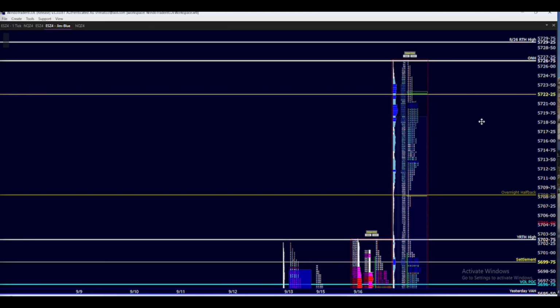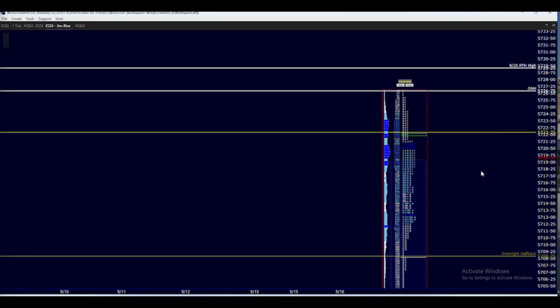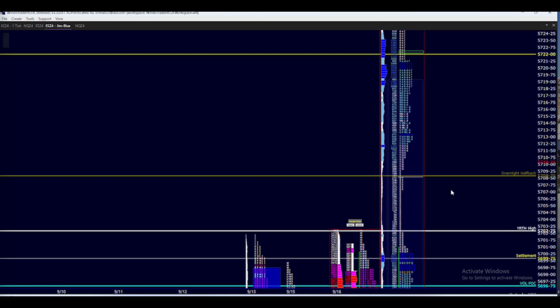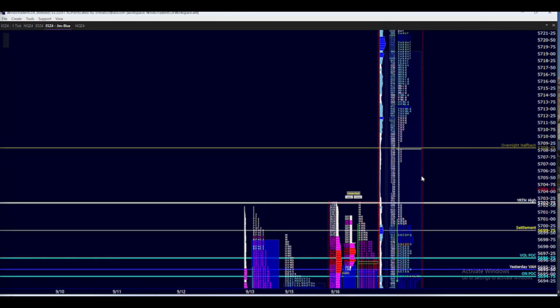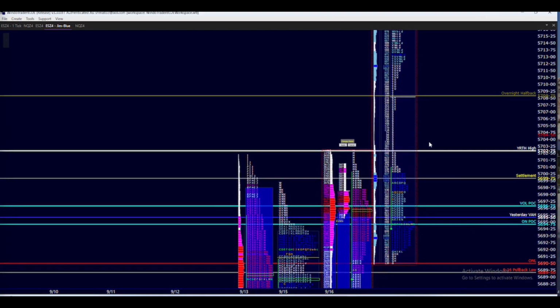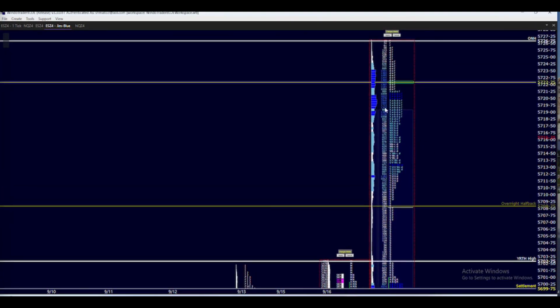If we look at the profile and we look at the overnight session, you can see that we have these single prints that occurred in the middle of the overnight session. And it's got two distributions. So you have two-sided trade that occurred in the lower range below settlement, and you had a lot of two-sided trade that occurred outside of yesterday's range above settlement.